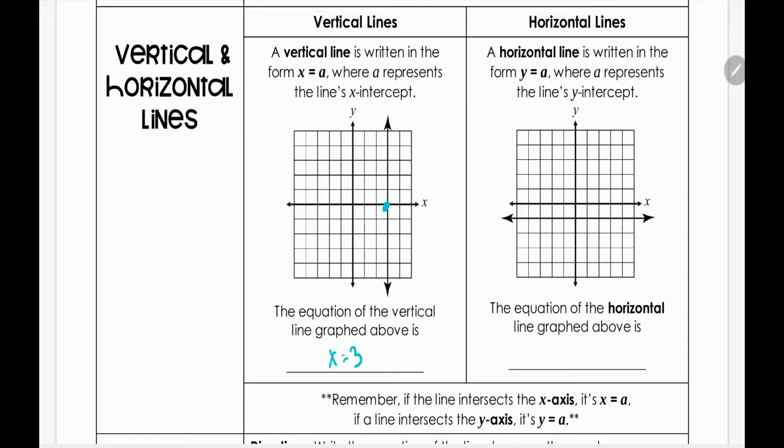Let's talk about horizontal lines. A horizontal line is written in the form y equals a, where a is the y-intercept. So if we look at this guy, our y-intercept looks to be right here. And the value of y at that point is 1. So the equation of the horizontal line would be y equals 1. And that's it for horizontal lines.